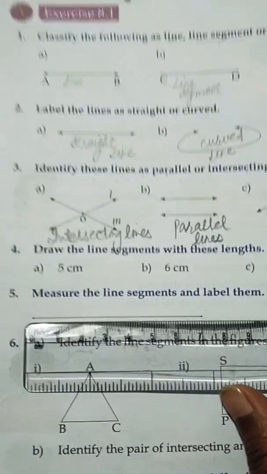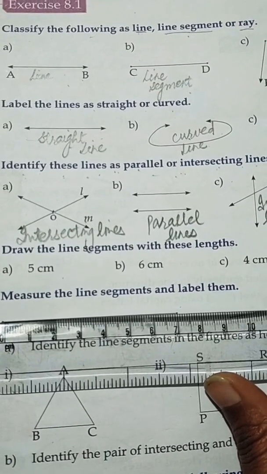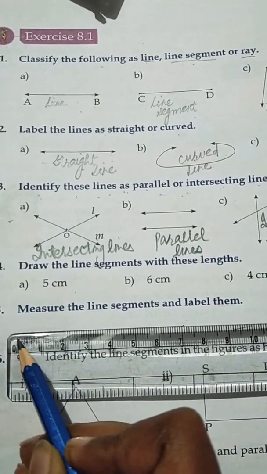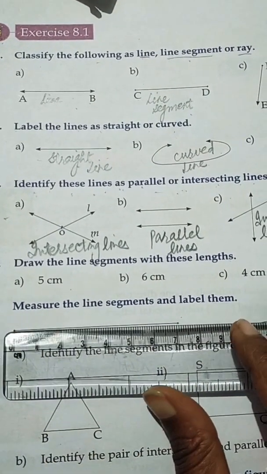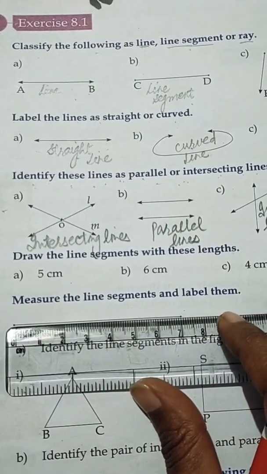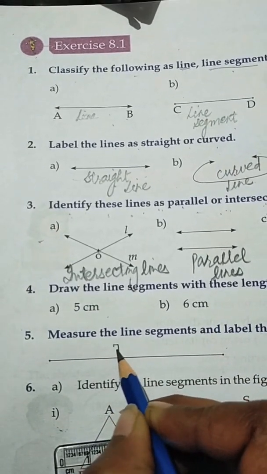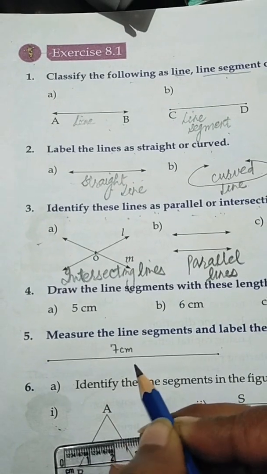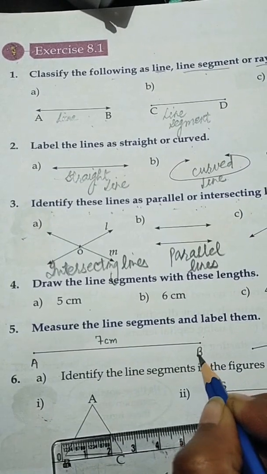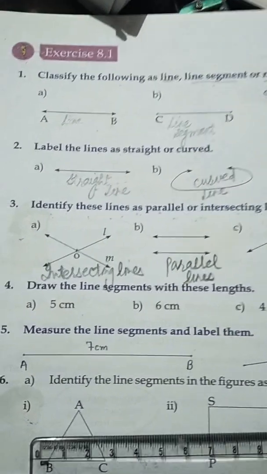Yes, now here I am going to measure this. See carefully. 0 is on the starting point, and the ending point here is on 7. With the help of the scale we are measuring this. Here you can see the starting point is on 0, and the ending point is on 7. So the length of this line segment is 7 centimeters. And the name of this we can give with the help of two capital alphabets, that is AB. The length of line segment AB is 7 centimeters.